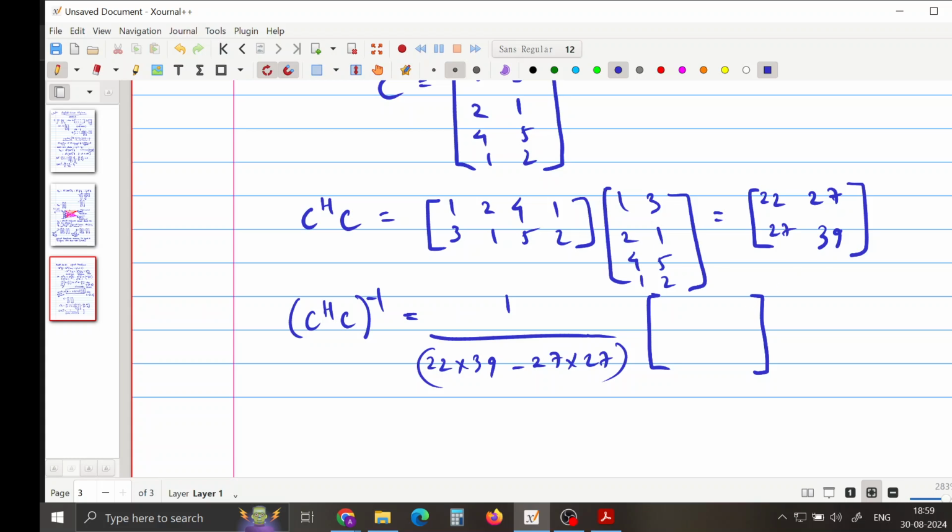For a 2 cross 2 matrix that is pretty simple. The strategy is, you consider the diagonal entries. The 1 comma 1 entry is 22. Which element is sitting directly diagonally opposite to 22? It's 39. So you swap 22 and 39, and 22 now comes at this place. You swap these two diagonal elements, and you also swap the off-diagonal elements, but with a flipped sign, with a negative sign.